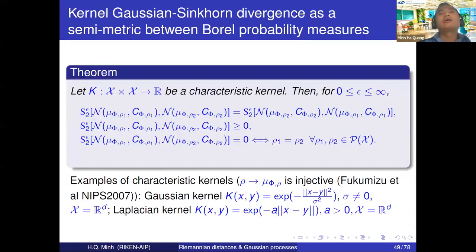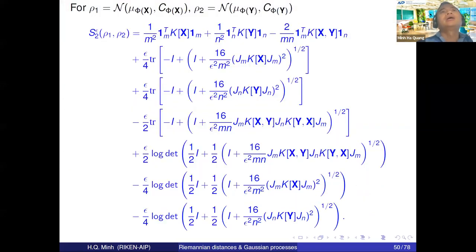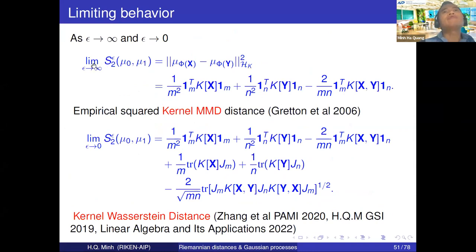If we have a characteristic kernel, then it gives a semi-metric Sinkhorn divergence between the two Gaussian measures. This is the formula here. It looks horrible, but it shows that we have a closed form formula in terms of the Gram matrix. When epsilon goes to infinity, we just get the maximum mean discrepancy, the distance squared between the two RKHS means. When epsilon goes to zero, we have the square of the kernel Wasserstein distance. So it is an interpolation between the maximum mean discrepancy and the kernel Wasserstein distance.